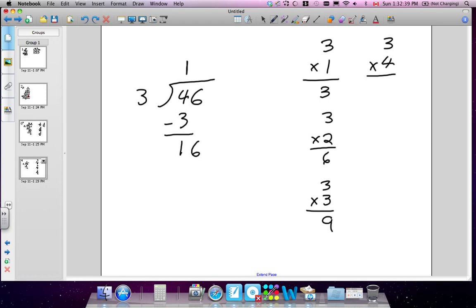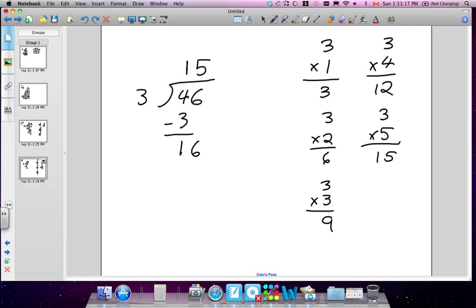That equals 12. Then 3 times 5. Try 3 times 5. That's 15. Do you think we can go closer without going over now? No, 15 is the right number. So what did we multiply 3 by to get 15? We did 3 by 5.